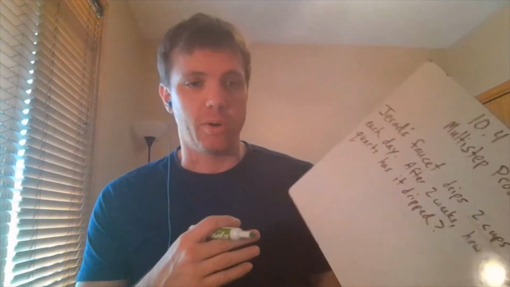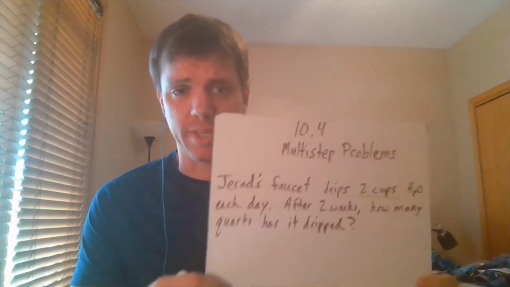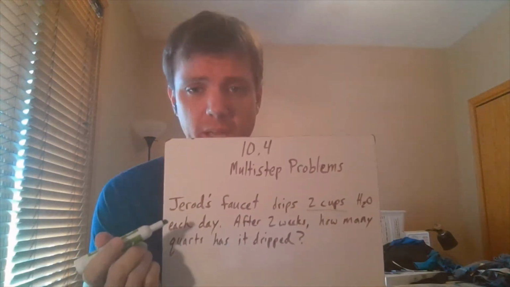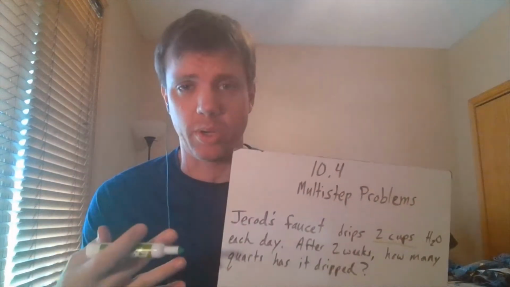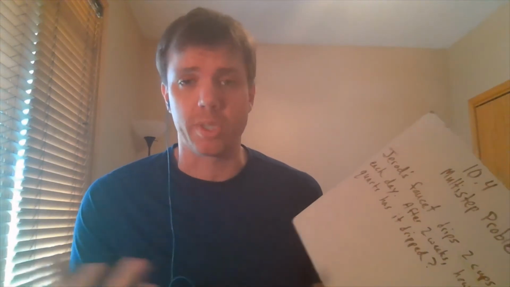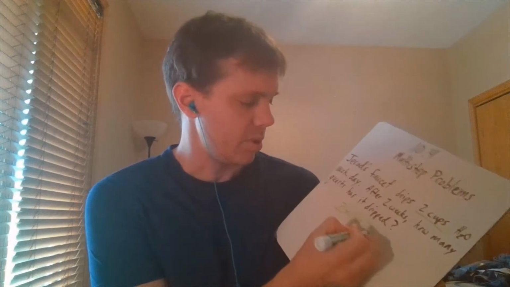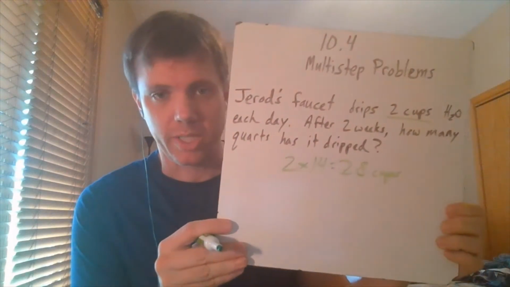All right. So one of the things we have to look at, first of all, of course, is how much water total did it drip? Since it's already in cups, let's just leave it in cups, okay? So it goes each day for 2 weeks. Well, 1 week has 7 days in it, so 2 weeks, that's 14 days. So we've got 2 cups every day for 14 days. So we're going to go 2 times 14, which is 28 cups. Okay, so that's where we're at.